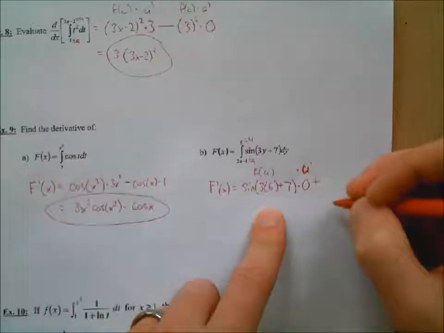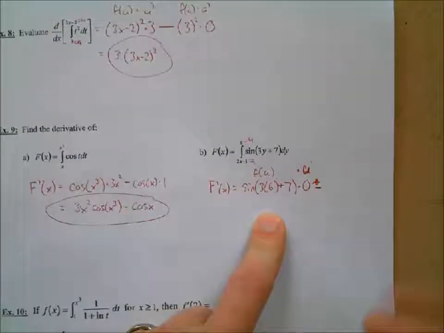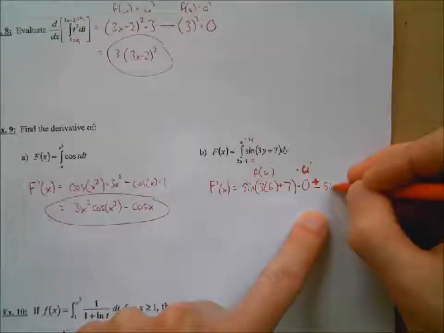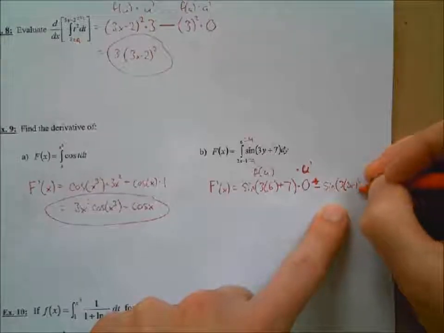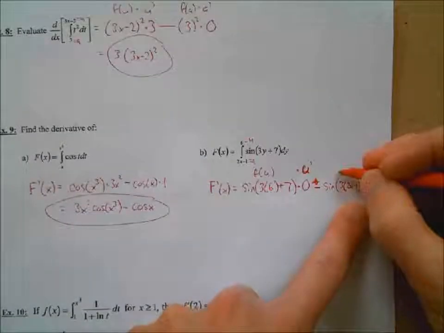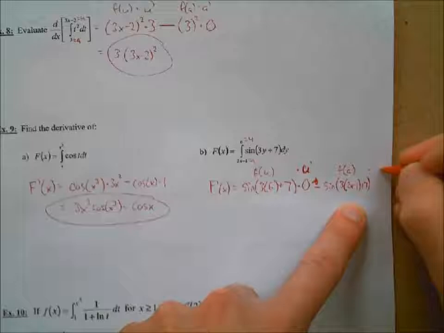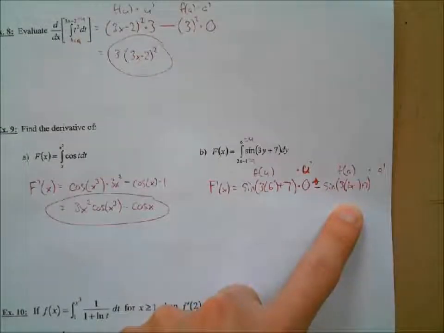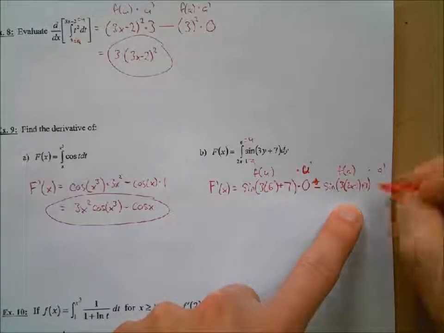Minus, upper limit minus lower limit there. All right, sine of 3 parentheses 2x minus 1 plus 7. Okay, so there's our f of a times, now a prime. What's the derivative of a here? What is a? 2x minus 1, so what's a prime? 2. Yeah, be careful there.